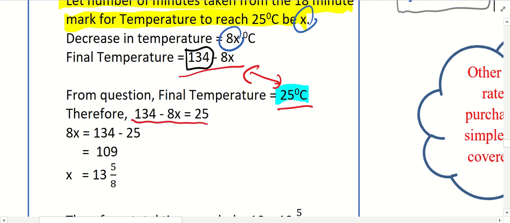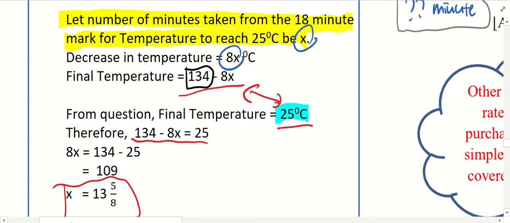From here, we are very familiar with how to do the algebra. You will arrive at a mixed fraction. x equals 13 and 5 over 8 minutes. The unit is minutes over here. Again, when you solve for x, when you arrive at a number for x, you must remember to come back to our definition. What do we define for x? Again, x is the number of minutes after 18 minutes. The number of minutes taken after the 18-minute mark.